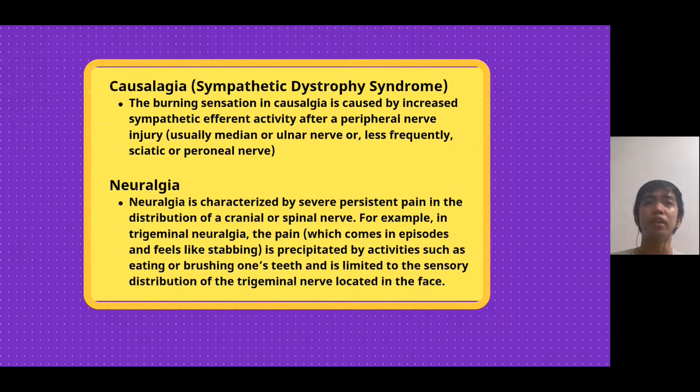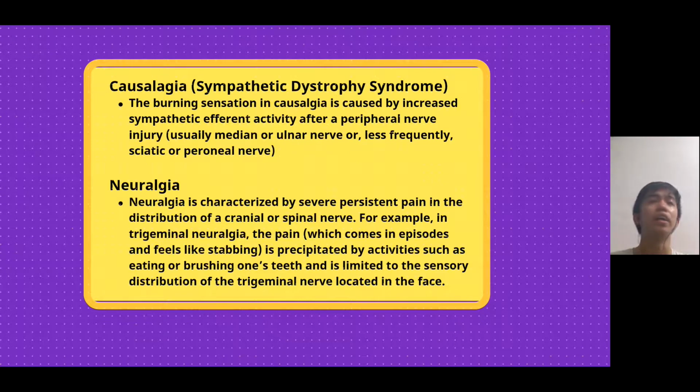Causalgia, or the sympathetic dystrophy syndrome. The burning sensation in causalgia is caused by increased sympathetic efferent activity after a peripheral nerve injury, usually median or ulnar nerve, or less frequently sciatic or peroneal nerve.